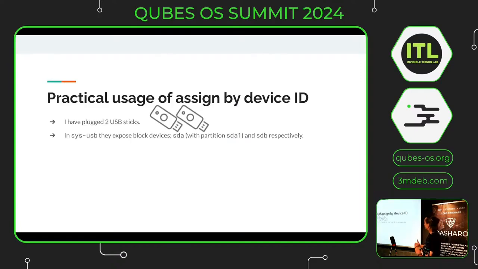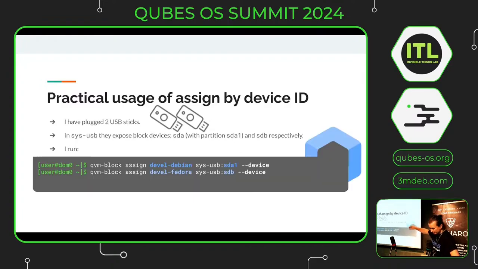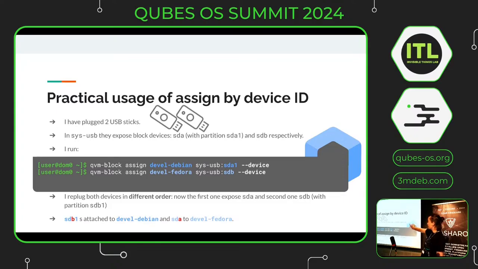And the practical usage of assigning by the device ID: I have two USB sticks, and in sys-usb they expose block devices SDA and SDB. If I run something like that, I want to assign to one VM the partition SDA1 and to the second VM partition SDB, but by device. Then when I replug these devices in different order, the enumeration of the block devices will be different. So now the first USB stick will be exposed as SDB and the second one as SDA. What happens? The SDB one will be attached to the first one. So here was SDA1, and then SDB will be attached, because we don't care about the ordering of the block devices, but we care from which device this block device is exposed.